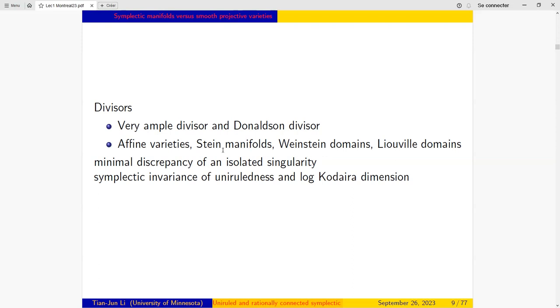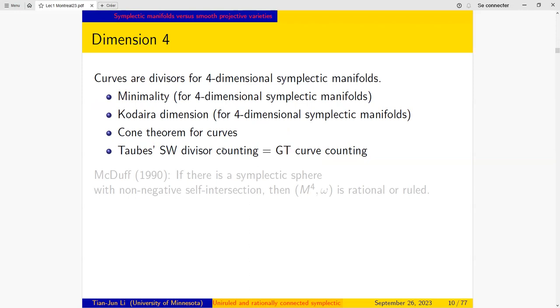All right, so this is for submanifolds of codimension 2. Now, in dimension 4, the curves are divisors. So we have tools from both sides, right? Curves. And so here, we don't actually know more about comparing these two categories. So for instance, we can use the minimality for four-dimensional symplectic four-manifolds. Various people contributed to introducing the notion of Kodaira dimensions for four-dimensional symplectic four-manifolds. There's a Kodaira theorem for curves, or in some generality for symplectic four-manifolds, retaining the almost complex structure. The analog of the Kodaira theorem was proved by William Zhang.